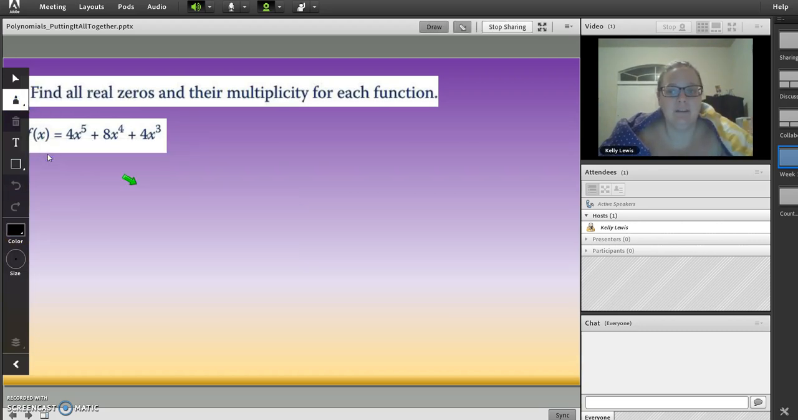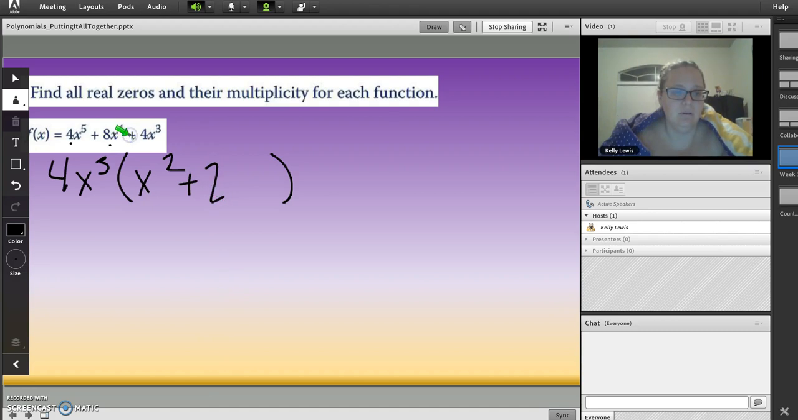they all have a 4 we could factor out, and they all have an x cubed we can take out. So if we do that, what we have left is 4 divided by 4 is 1, and then 5 minus 3 is 2, plus 9. 8 divided by 4 is 2. 4 minus 3 is 1, plus 1.